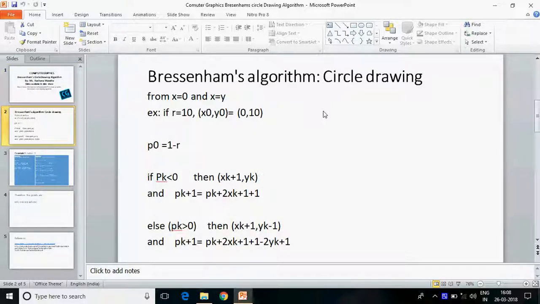This is the algorithm for circle drawing. This algorithm can be found in any standard computer graphics textbook. I have taken reference from Hearn and Baker. You can see the link to this textbook in the last slide of this presentation.